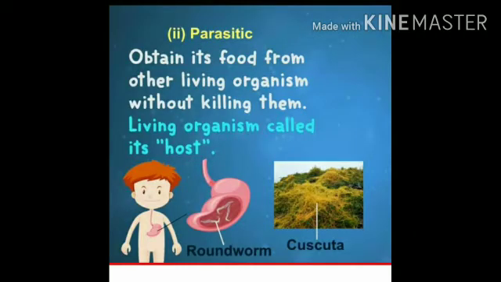The last one is parasitic nutrition. Some animals depend upon other animals for food. They can obtain the food only from the animals on whom they depend. This is called parasitic nutrition. Some animals live on the body surface of other animals and obtain their food by sucking their blood. This is called ectoparasitic nutrition, and such animals are called ectoparasites.